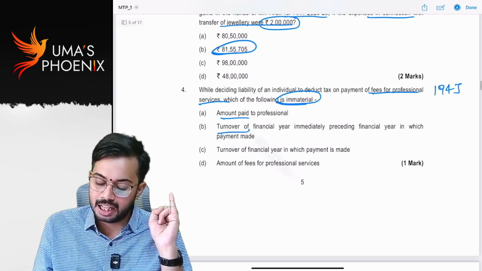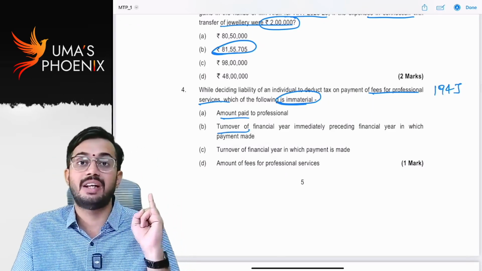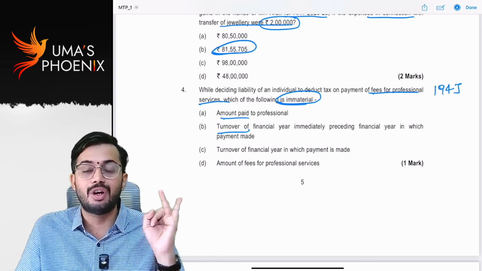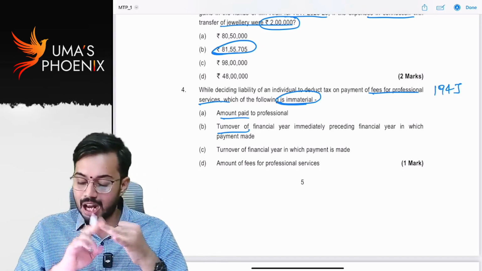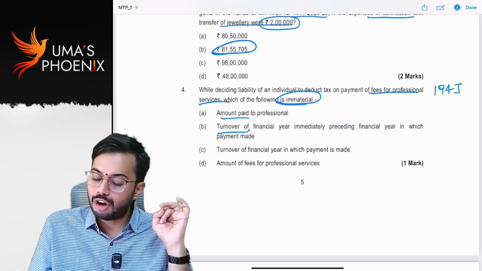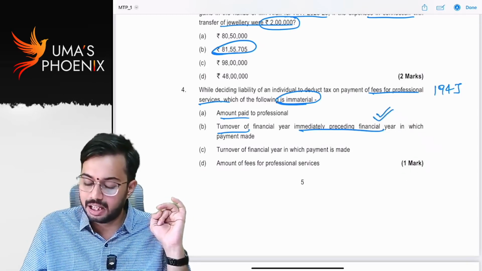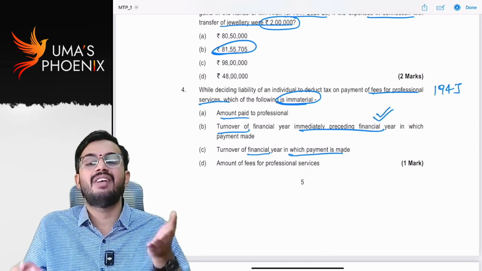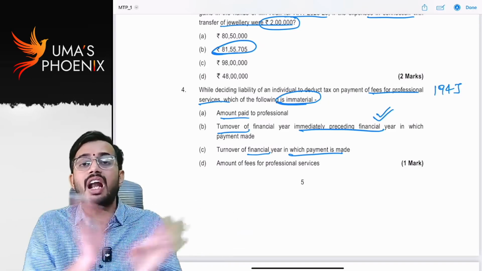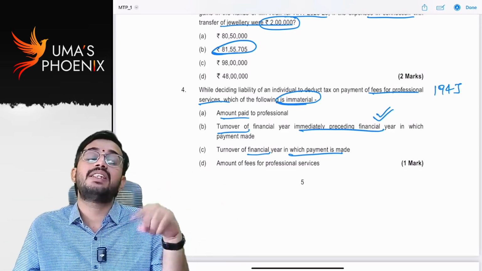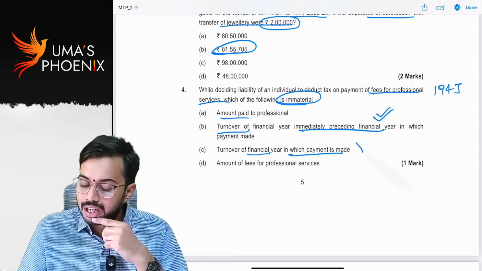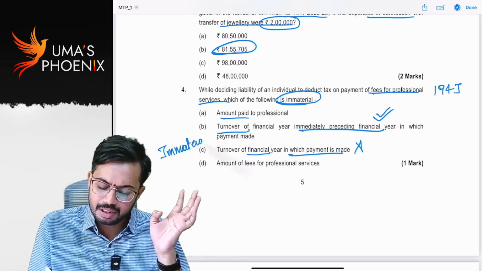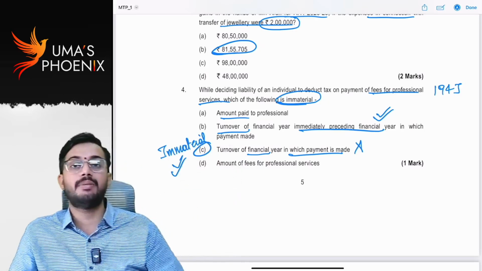Turnover of financial year. Yes, we also need turnover of financial year, because in preceding financial year, if turnover of individual is less than or equal to 1 crore, he is not required to deduct TDS. So turnover information is required. Turnover of immediately preceding financial year is required. Turnover of financial year in which payment is made. Whether current year turnover is required? No, current year turnover is not required. Last year, preceding financial year turnover is required. So current year turnover is not required. This is immaterial. So answer is C. Answer is C. Are you able to understand?